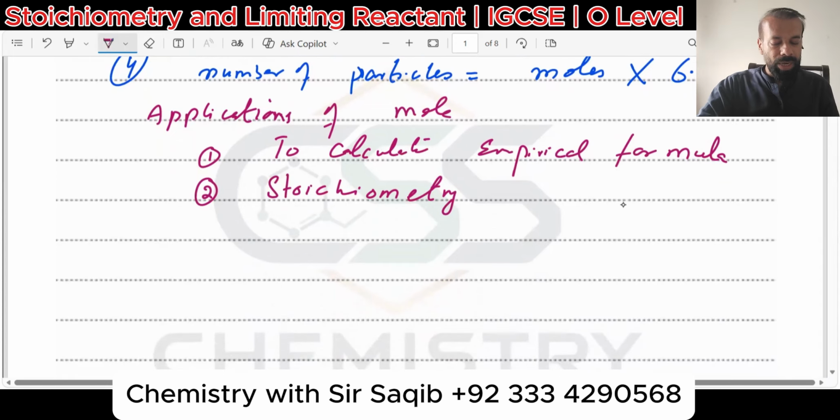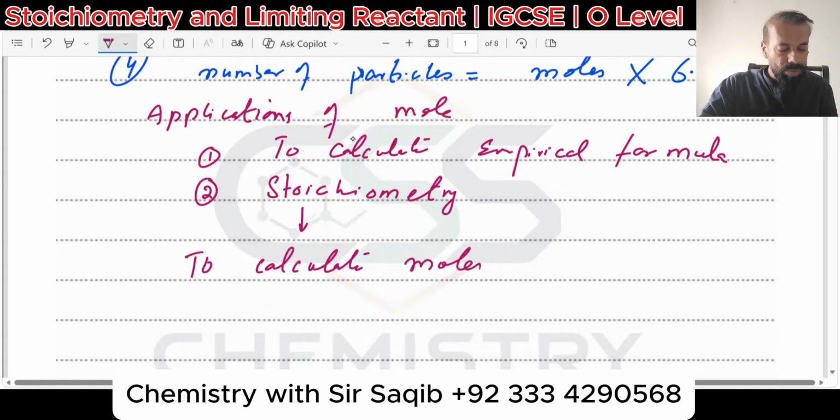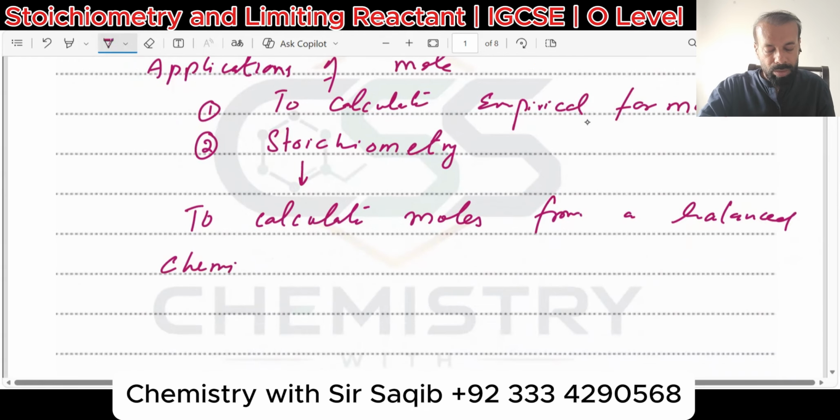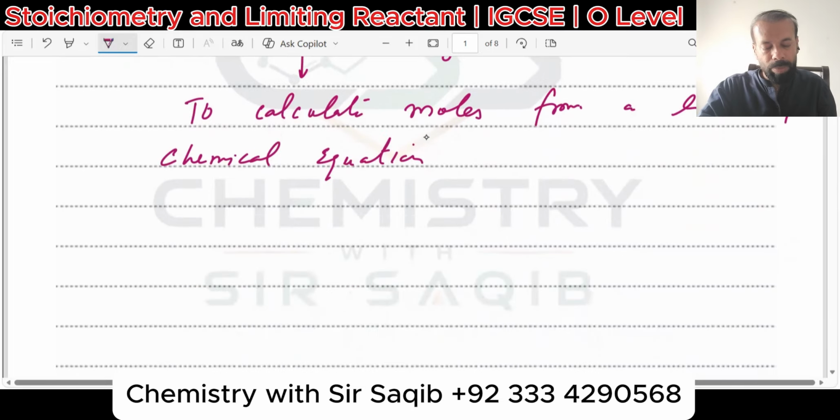Stoichiometry means to calculate moles in moles from a balanced chemical equation. For example, you are given this equation: H2 plus O2 and it makes 2H2O. It is a balanced equation.